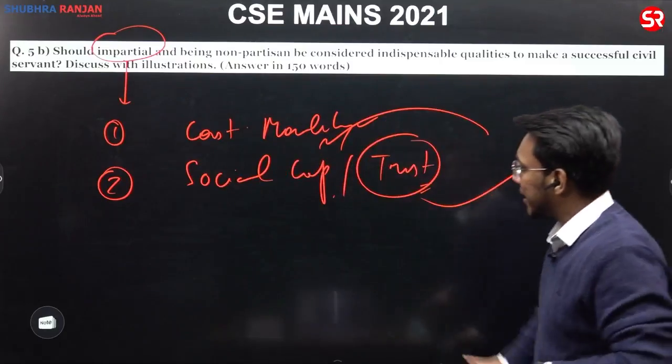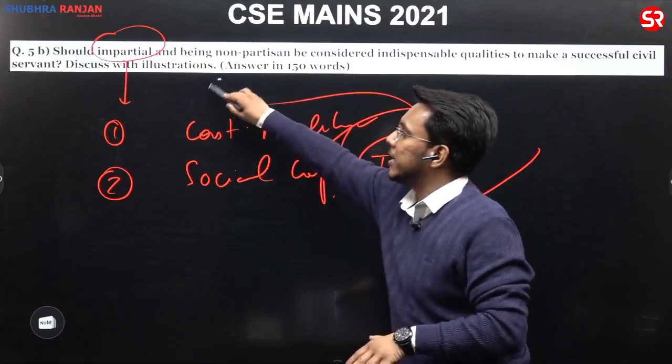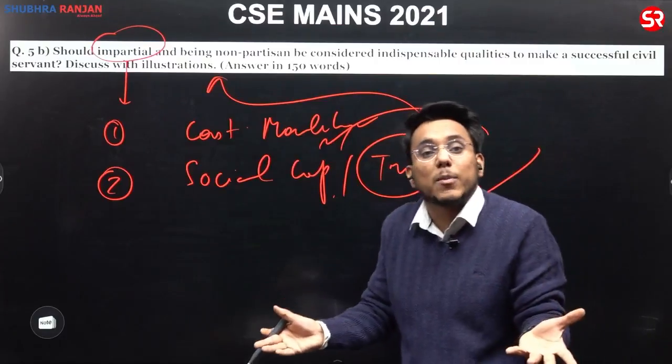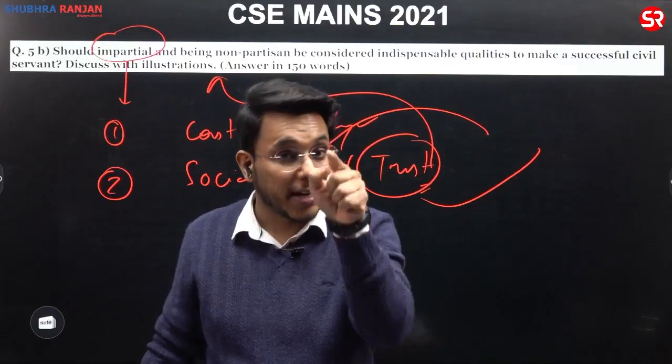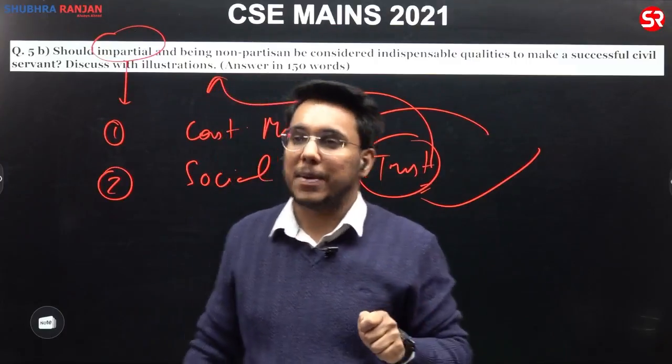Now, to build social capital and social trust, the bureaucrats need to be impartial. Because if there is nepotism, if there is favoritism, you will never trust the state. Social capital and trust will be built if there is impartiality.